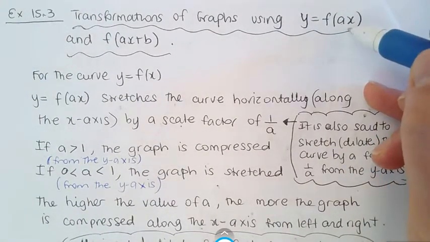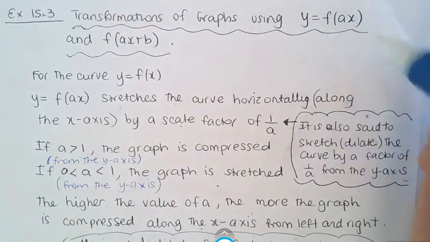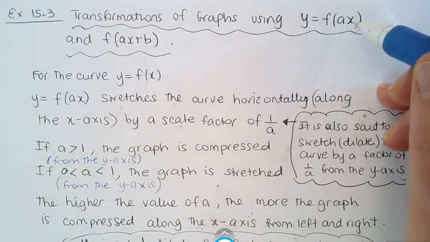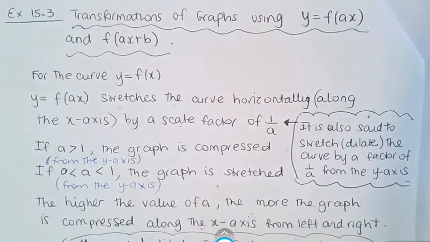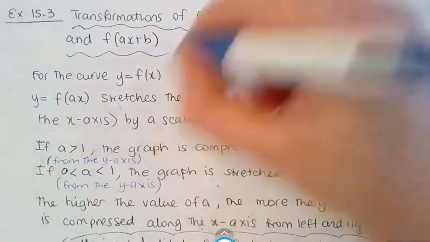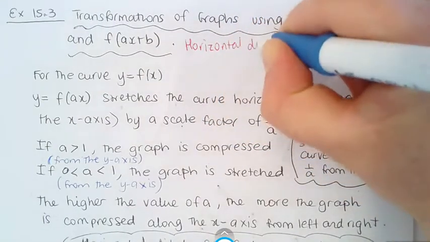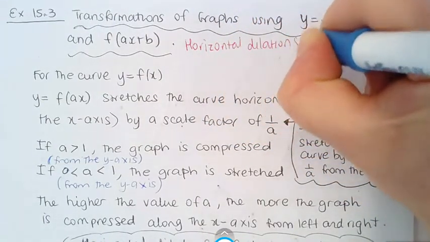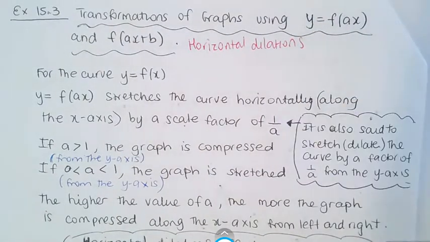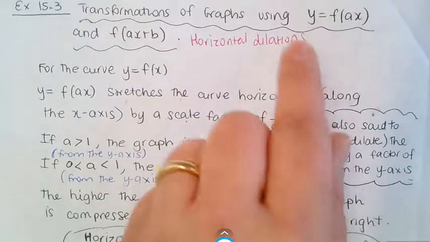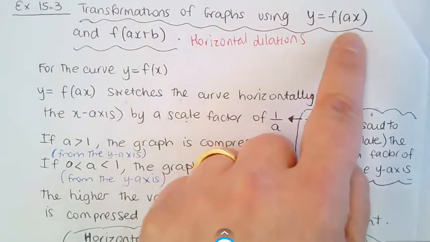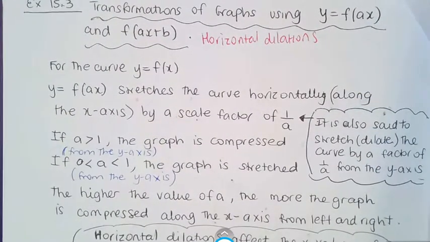So this is no longer a vertical dilation. It's called a horizontal dilation. So can you put here that these are horizontal dilations? Can you see the difference between this and what we were just doing? The other one was y equals k times the function of x. This is y equals function of ax, where the a is in the bracket next to the x. Okay?